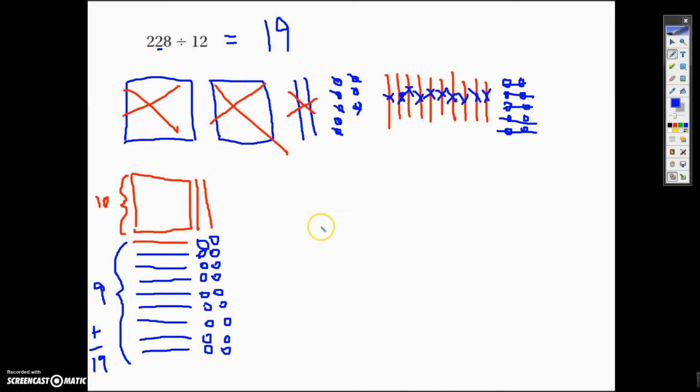Okay? So if long division blows your mind, practice doing this. It will really help understand this concept.